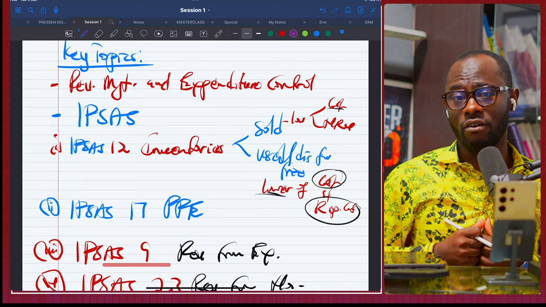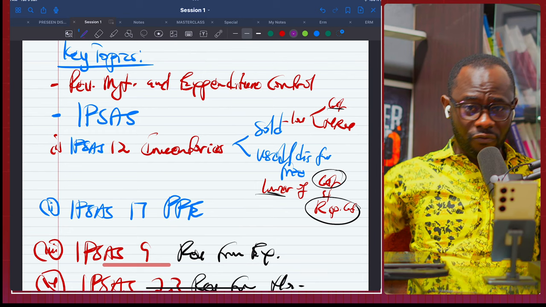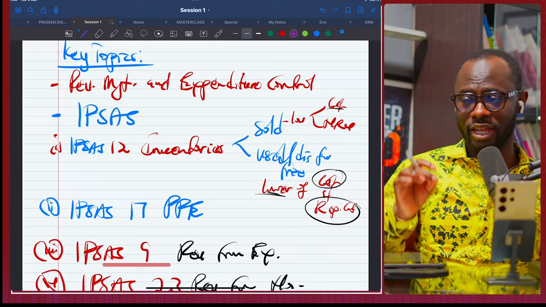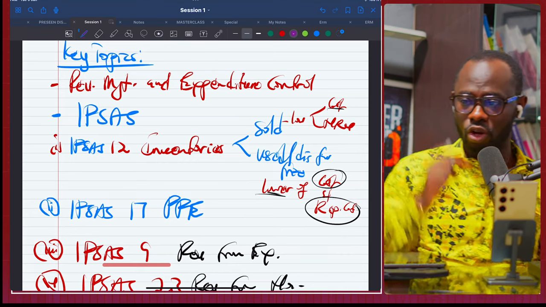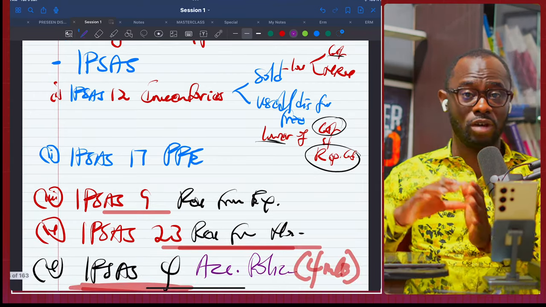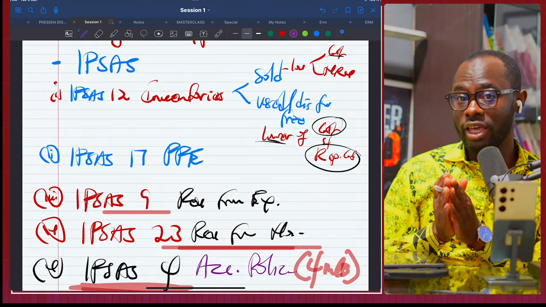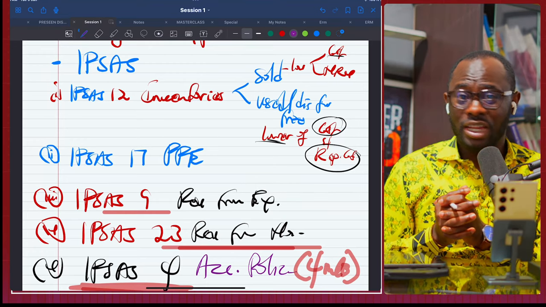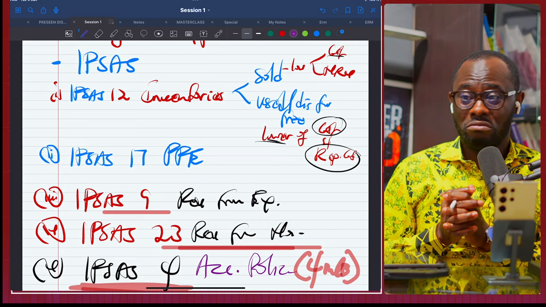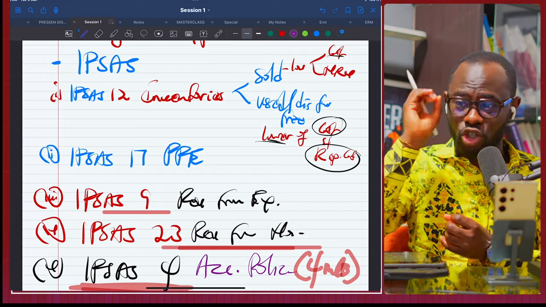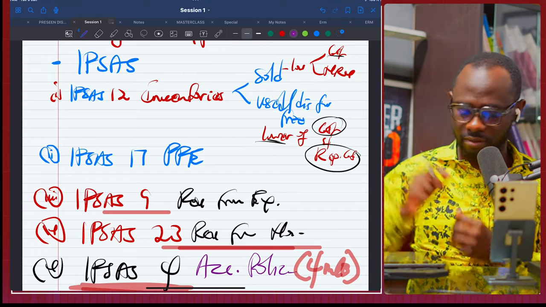But if it is an inventory that they are going to sell for a fee, then that inventory will be valued at the lower of cost and net realizable value. So that is the idea about IPSAS 12 that you have to know about. You may go to the exam hall and the kind of question the examiner brings, the entity has no inventory, so IPSAS 12 may not be there. But for the most part, we've seen the examiner throwing IPSAS 12 at us.